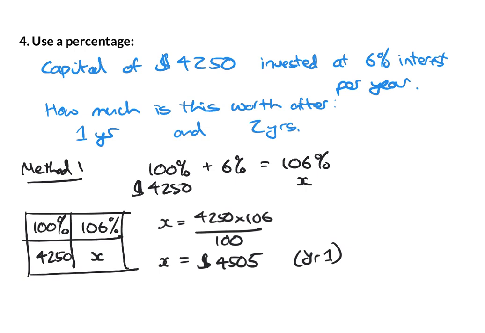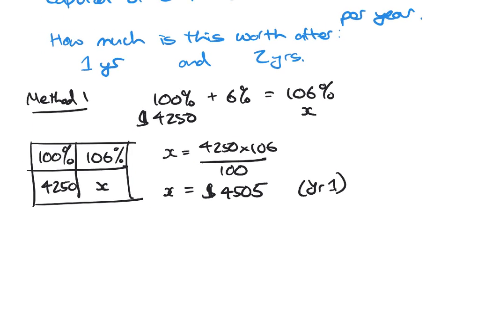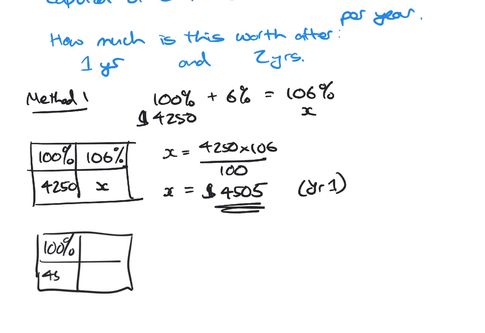Now the question says also how much is after the year 2. Now this is where people quite often make a mistake, but look at it carefully. At the end of year 1, we have this amount. So this is our new 100%. So in my next proportionality grid, what I will do is 100%, but now I'm starting the year with this new amount of money, so it's 4,505. I'm still adding on 6%, so I still want 106% of the 4,505.